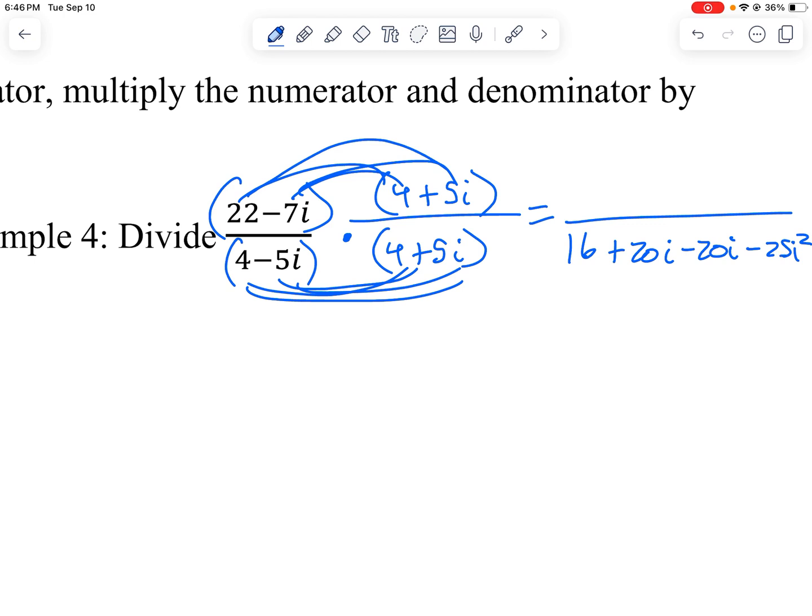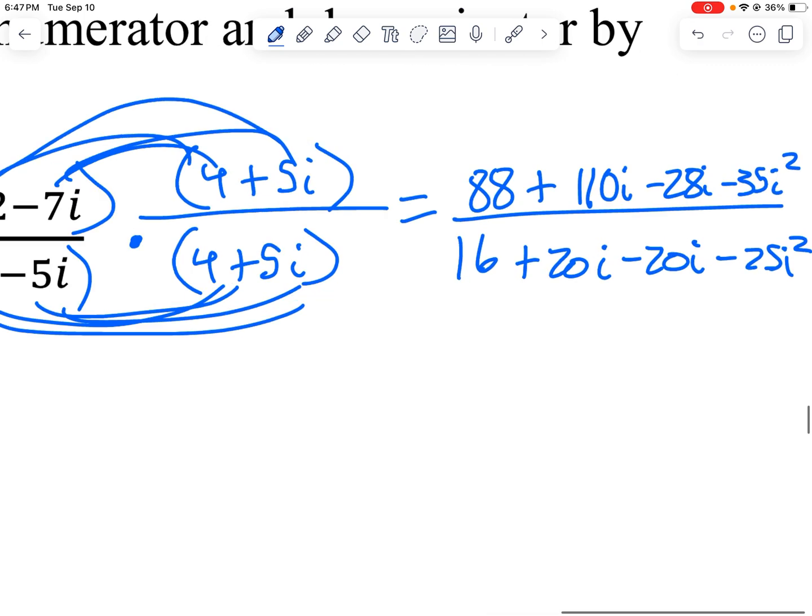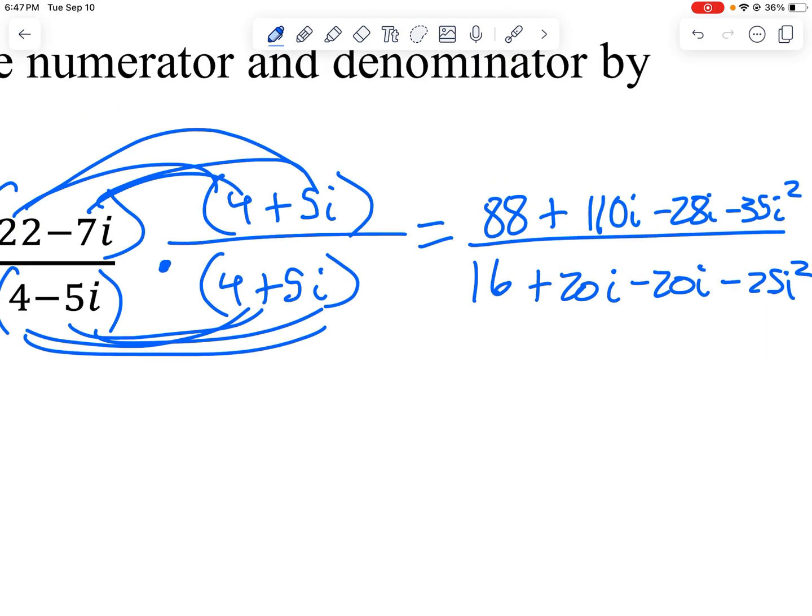On top, we're looking at 88 plus, hold on, I'm going to calculate this so I don't mess up. Okay, we get plus 110i, and then we will get minus 28i, and then minus 35i squared. So we have all these terms on top and bottom. We just need to simplify top and bottom individually, and then we'll go from there. These guys are going to combine.